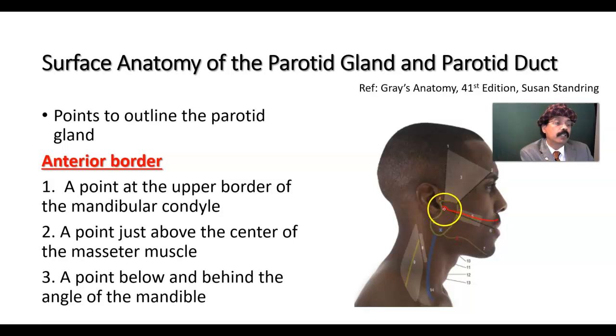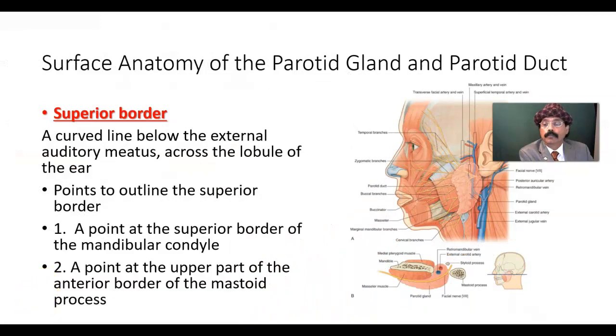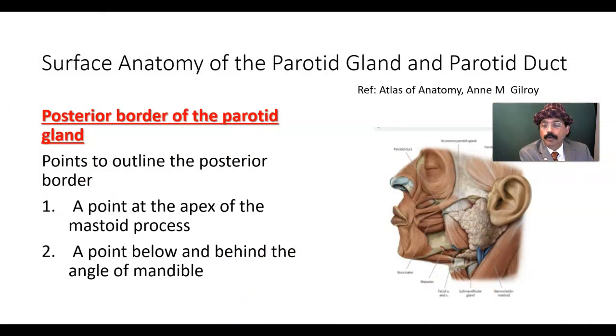So from the lower border of the tragus to the midway point between the ala of the nose and the red margin of the upper lip, this is the midpoint area. If we draw a line, the middle third will be the parotid duct. We got that. That is the parotid duct area. So we have gone through the duct.